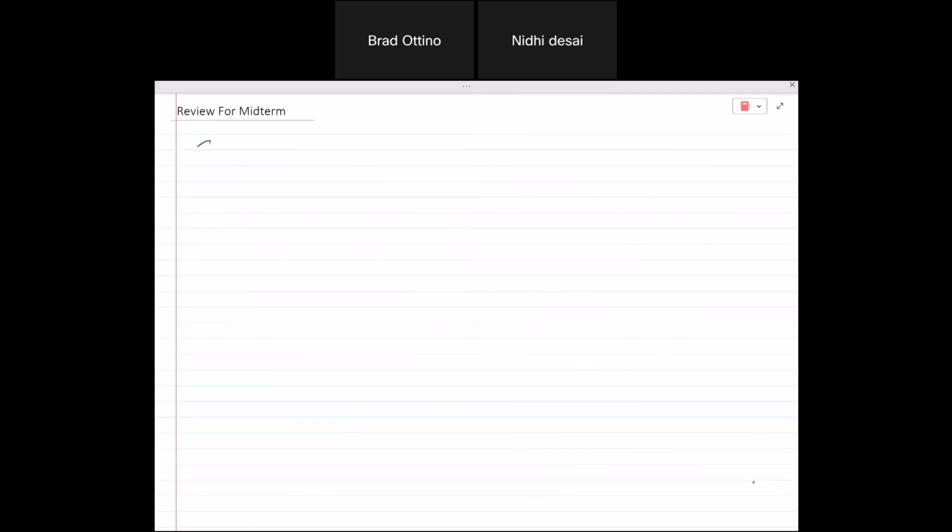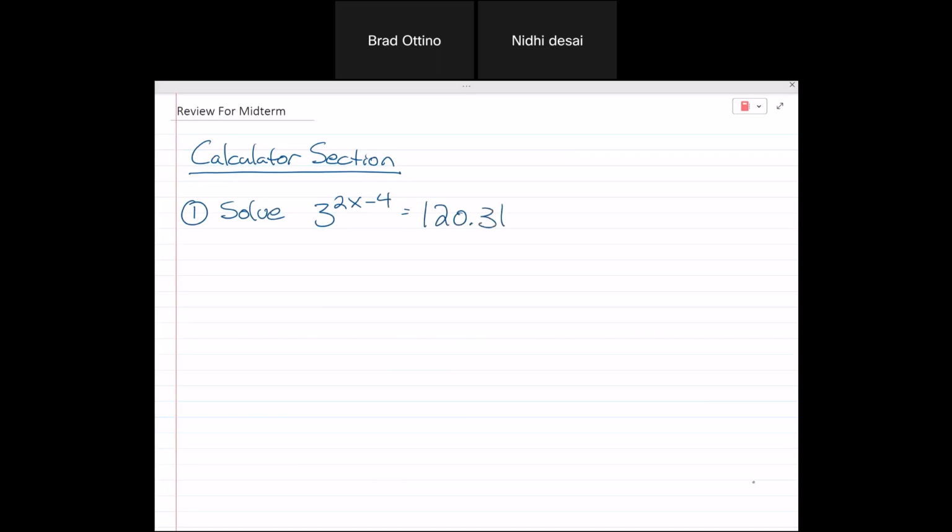For the calculator section, you should be able to solve a problem that looks like this. Solve 3 to the 2x minus 4 power is equal to 120.31. And I'd like you to round your answer to the 10,000th.